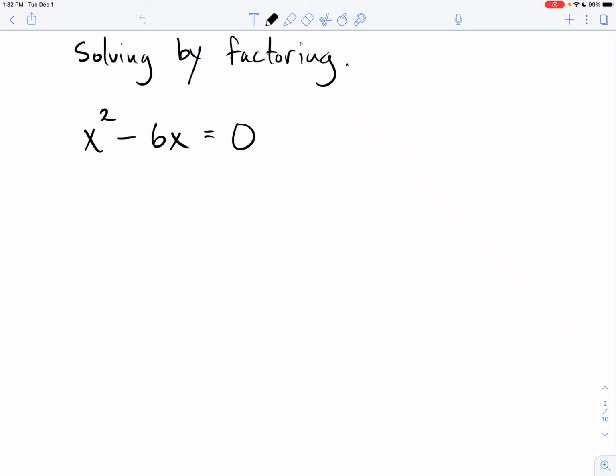Here we go. We're going to talk about solving by factoring. And I know some people go, ooh, factoring. Put your mind at ease. It's not as bad as it looks. We're going to do it little by little, not a whole lot at once.